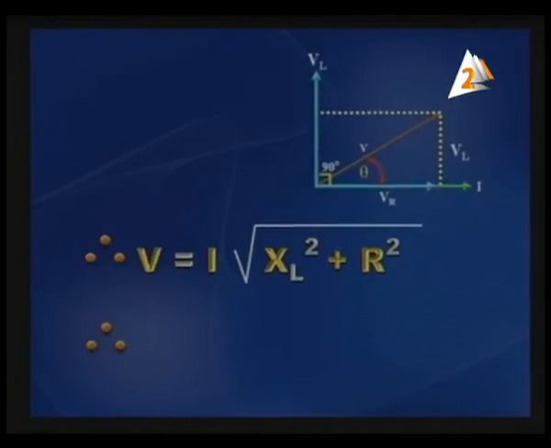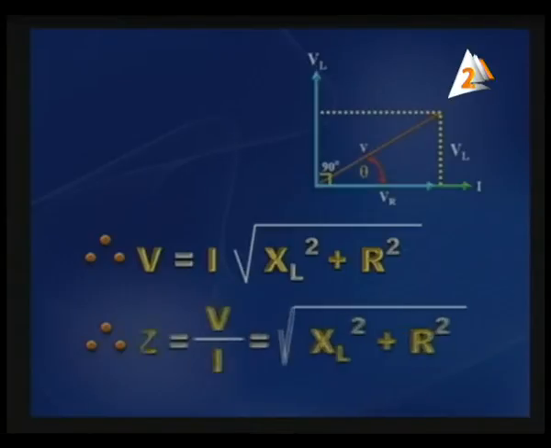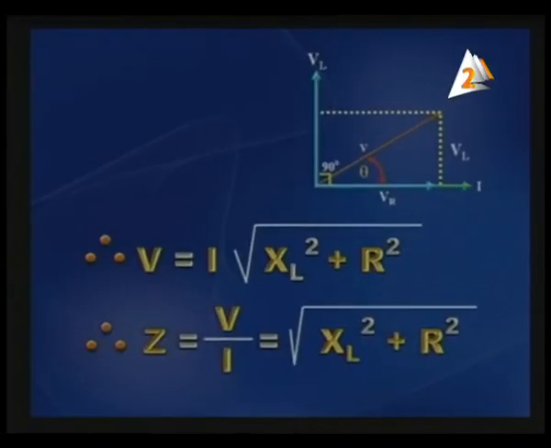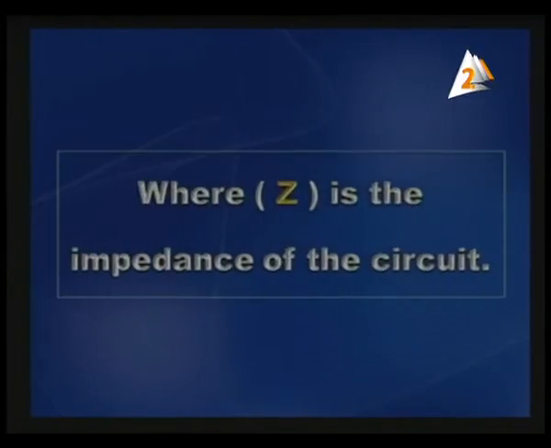Okay, and it is easy to obtain the impedance now. We've got voltage and current. Voltage divided by the current will give the impedance denoted by Z. It is equal to the square root of XL squared plus R squared, where Z is the impedance of the circuit.